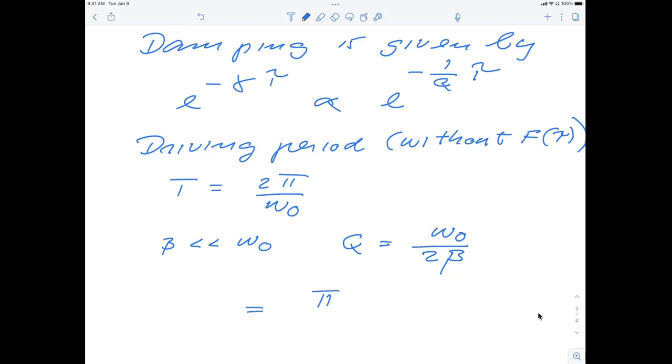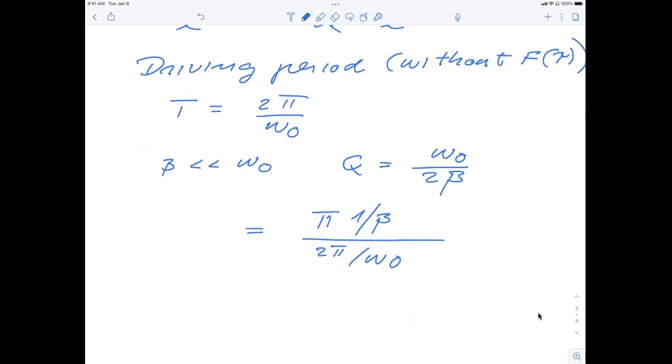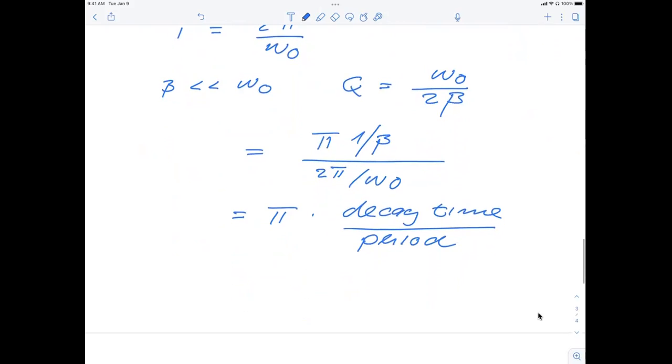So we have a 2 pi here, and we have the 1 over beta. I'm just putting in the definitions here, divided by a 2 pi over omega 0. And we would simply call this pi times the decay time divided by this period. So this is actually the Q value.